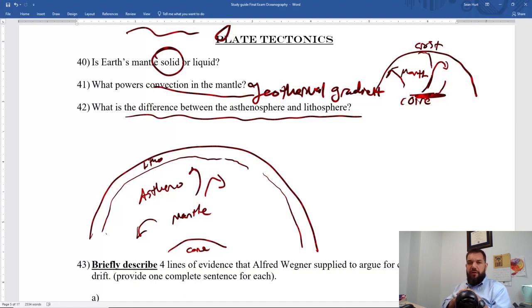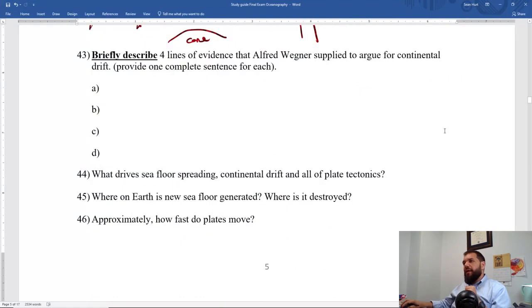Whereas the asthenosphere behaves more like cookie dough. It's malleable. Of course, cookie dough doesn't convect, but it can move and form and deform and bend, etc. Okay. All right. Now we talked a little bit in this class about Alfred Wegener.